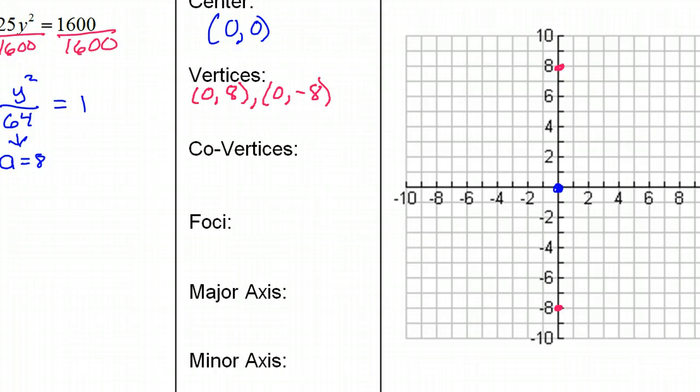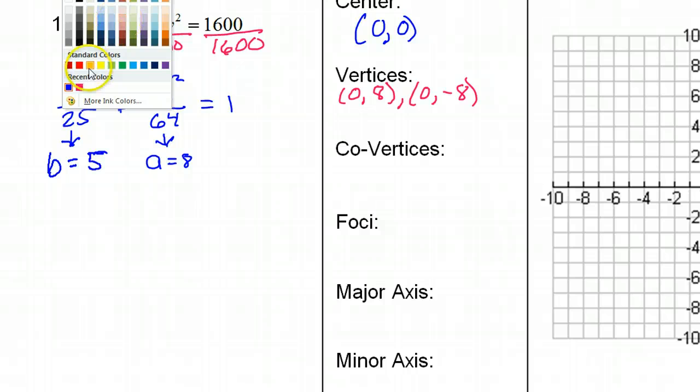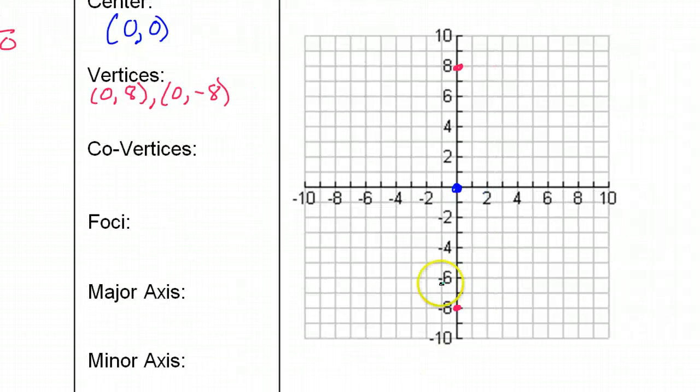Now I'm going to do the co-vertices. The smaller value gives me the b value for the co-vertices, and that's going to be 5. Because it's with the x's, I will do my 5 in the x direction, left and right. So I will go 5 to the right and 5 to the left. So right there, that shows you where the ellipse lives.